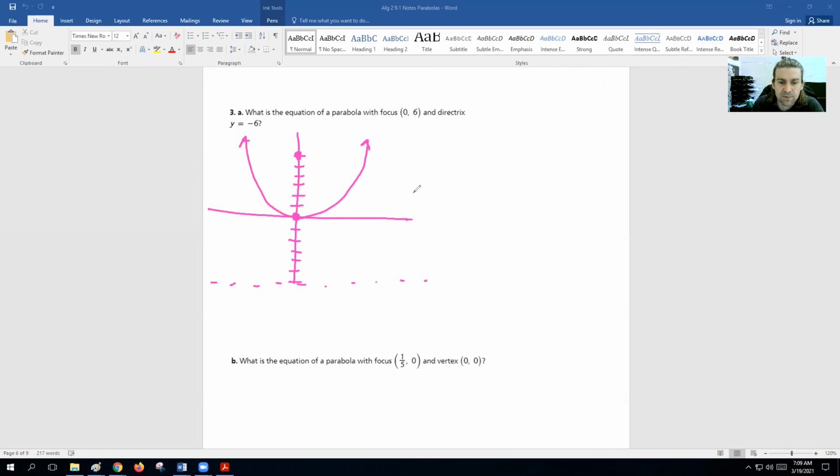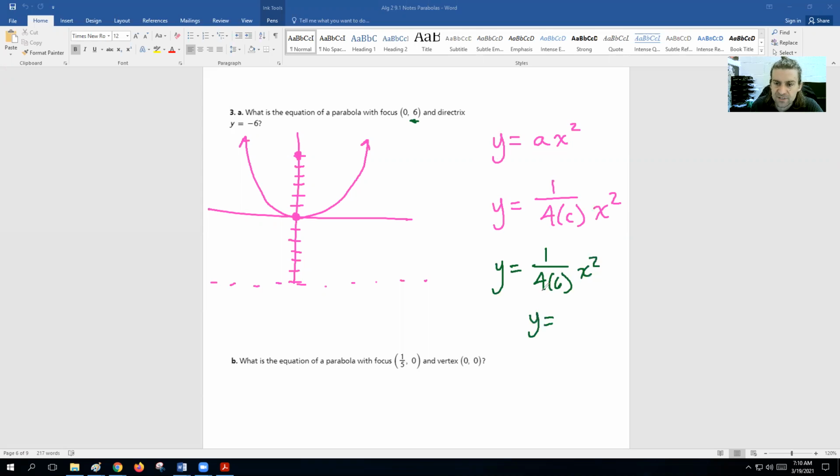We just have to know, is this problem open up or down or left or right? It's up or down. Any up or down problem is going to be y equals ax squared. So what we have to do here is y equals 1 over 4 times c x squared. We got to figure out what's the c number, and the c number is the number in the focus. And we would get y equals 1 over 4 times 6x squared. We just got to figure out, okay, what's 4 times 6?